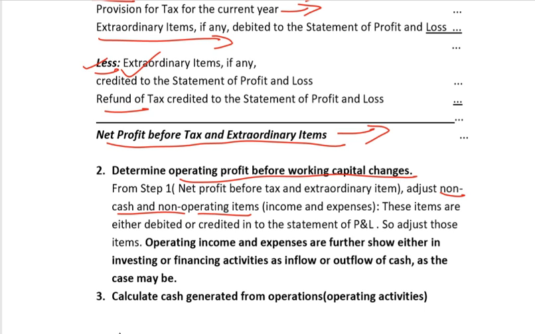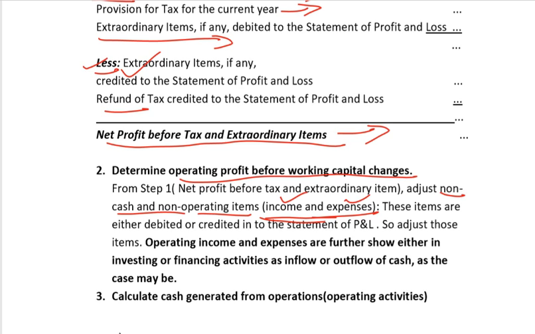That means some income and some expenses that are not related to the operating activity. That may be related to the investing activity or related to the financing activity. So deduct from here. Okay, but we do the opposite. Income we already added, so deduct. Expenses we already deducted, so add.